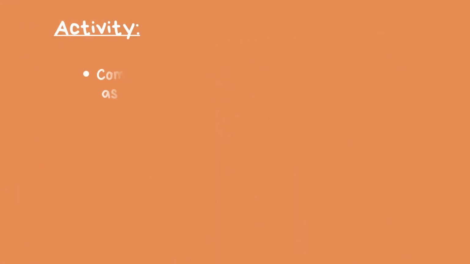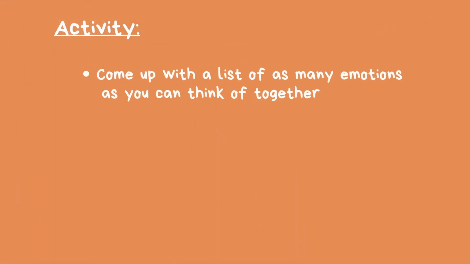Having the ability to identify and label their emotions will help little ones communicate effectively, regulate, and respond to their emotions. So here's a quick, simple activity you can do in less than 5 minutes to help them do just that. To start, come up with a list of as many emotions as you can think of together. Push yourself to keep coming up with more.